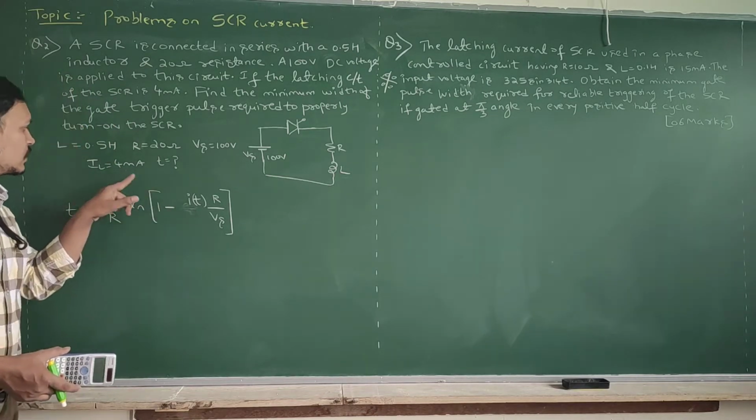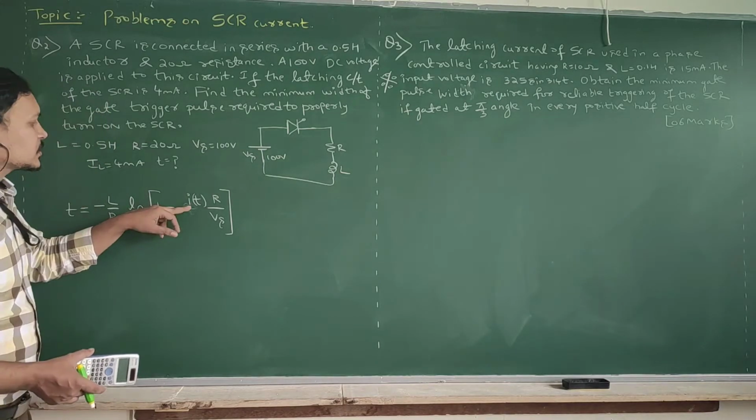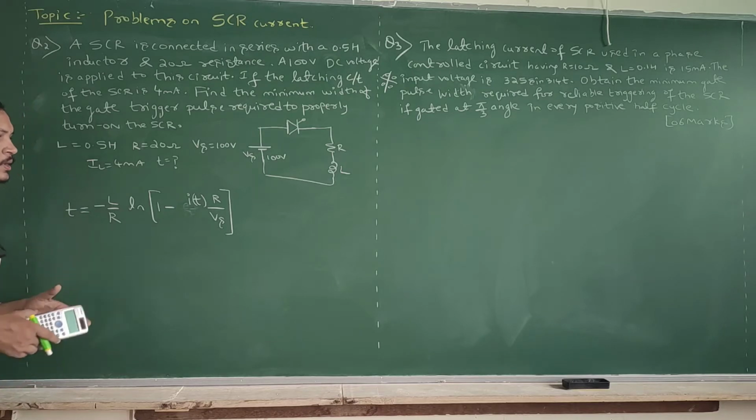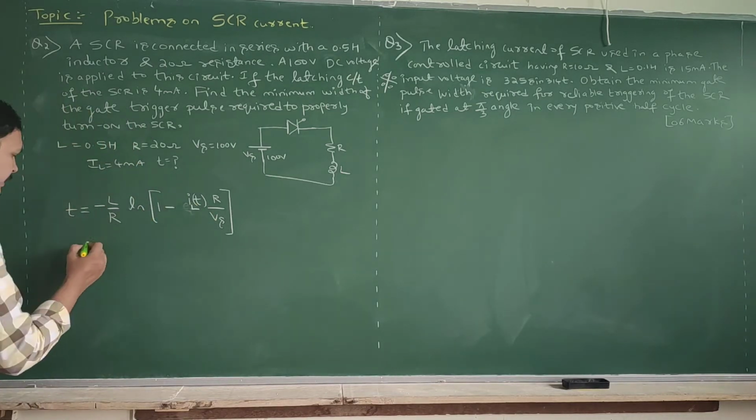If I of t is equal to the latching current, then only the SCR will turn on. For that corresponding current, what is the minimum pulse width required? Understood? So therefore, I am modifying this as IL of t. Now enter all the values.